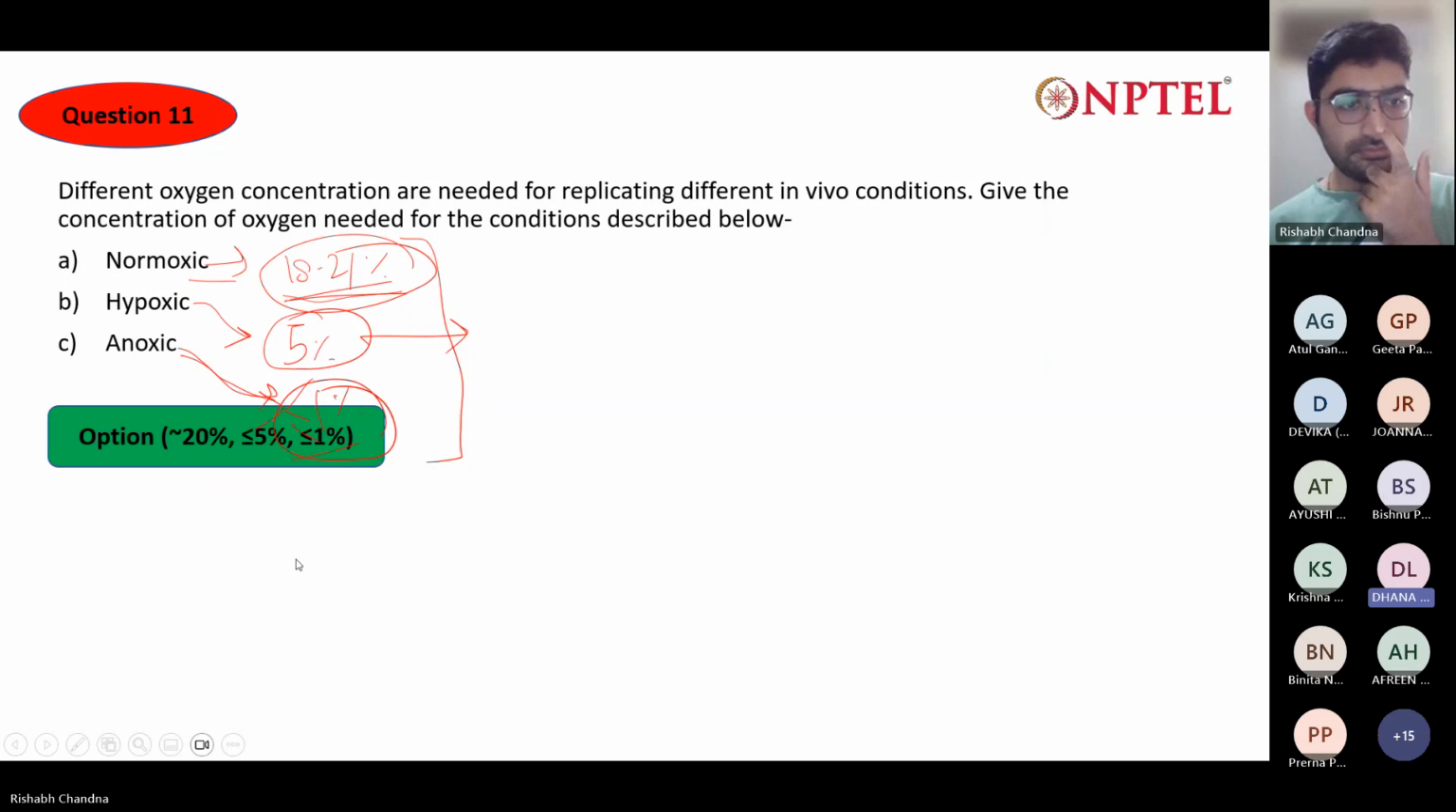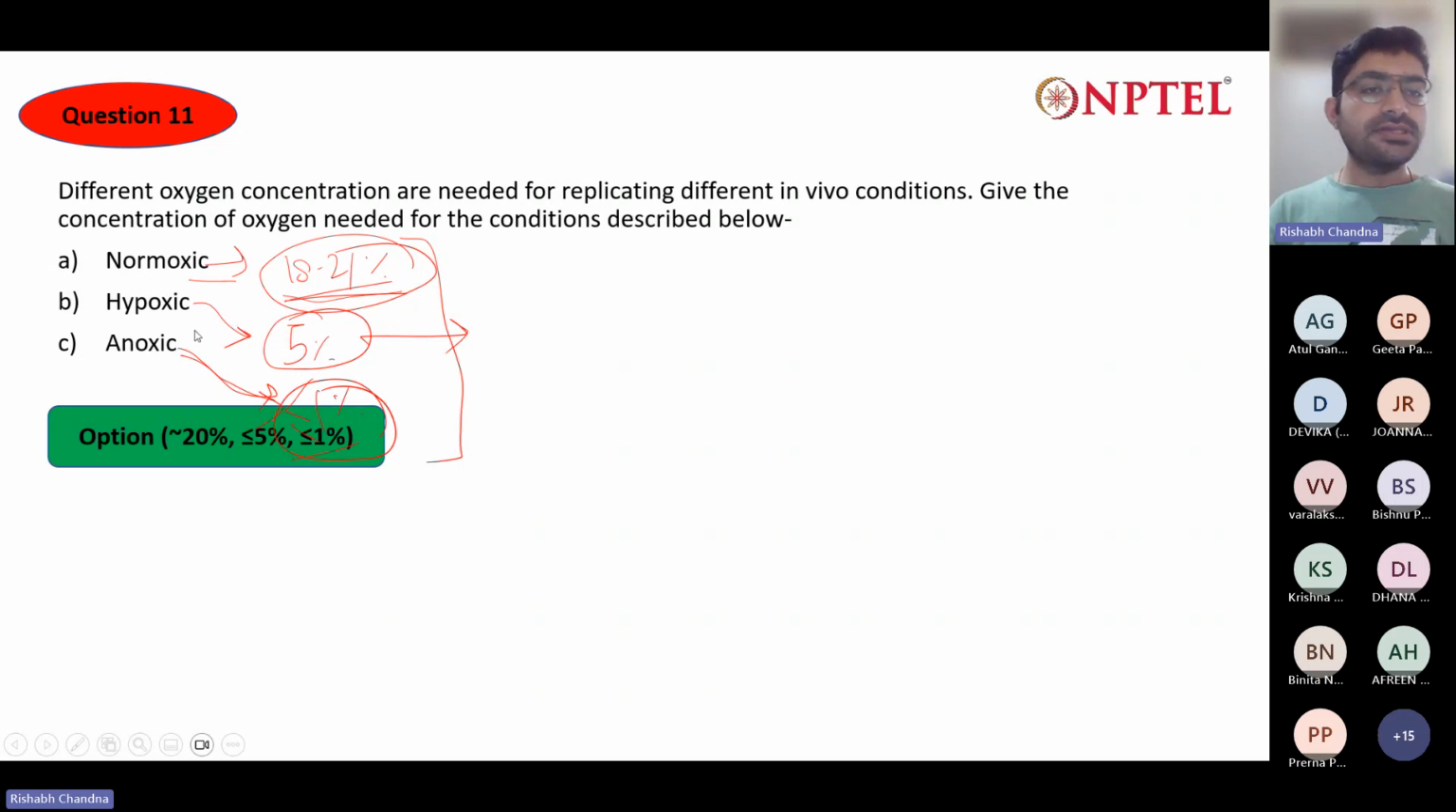Sir, can you repeat this explanation again? Okay. So the normoxic conditions are maintained inside our body, in the general case. If we are breathing normally, we are at normal oxygen levels outside our cells. That is the normoxic condition. We have to replicate that in the cell culture system also, so we need around 18 to 21% oxygen maintained in the cell culture system. This is the normoxic case that is generally maintained.